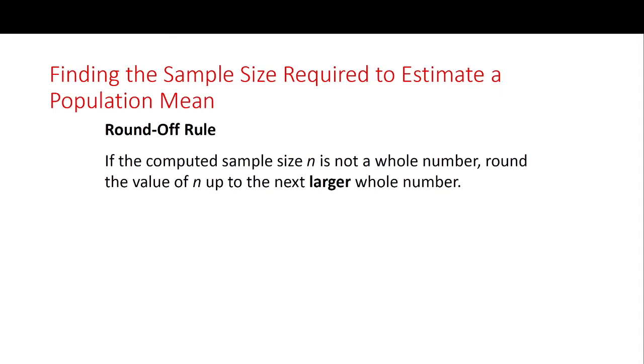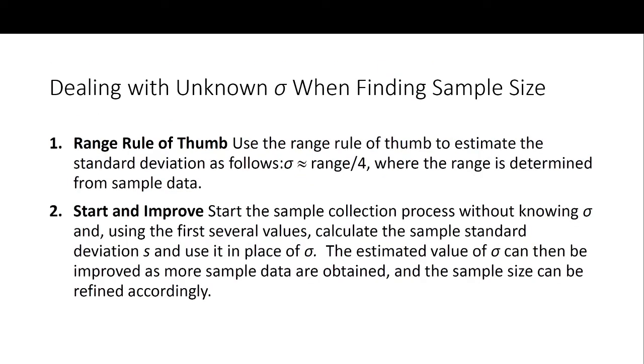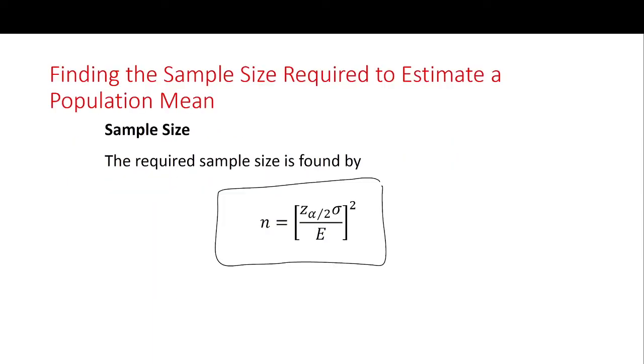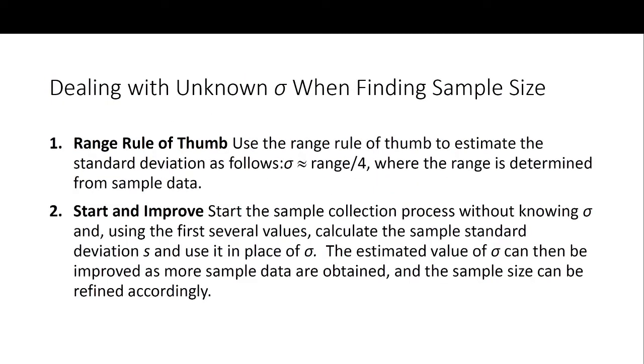As you know, from the previous section, there is a rounding rule you need to follow. To use this formula, as you can see here, there is a standard deviation for the population. If the standard deviation is unknown, then we can follow this technique, the range rule of thumb, to estimate the standard deviation. The standard deviation is approximately equal to range divided by 4, and that's one thing we can do.